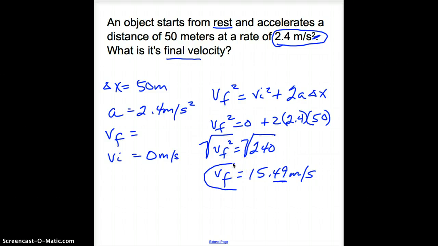So once again, this is how a problem looks. This is the format in which it needs to be done. And this is how to use that problem with that formula.